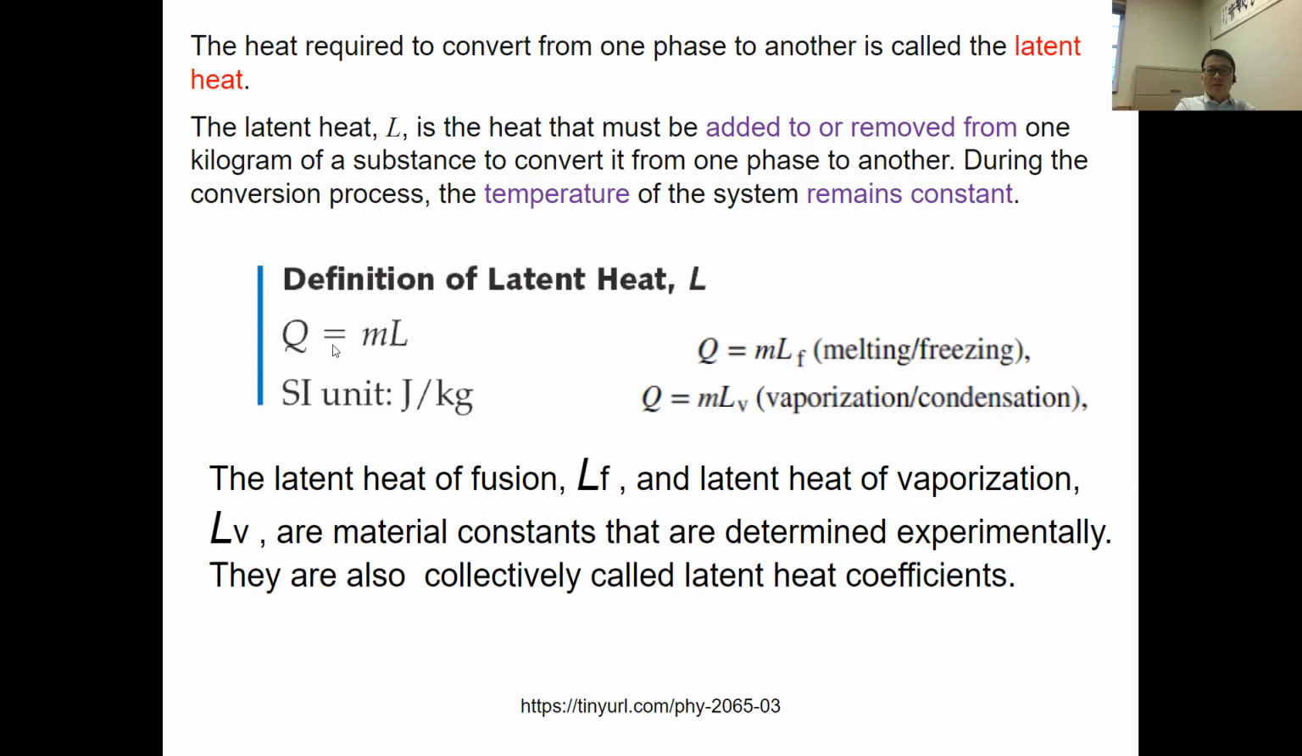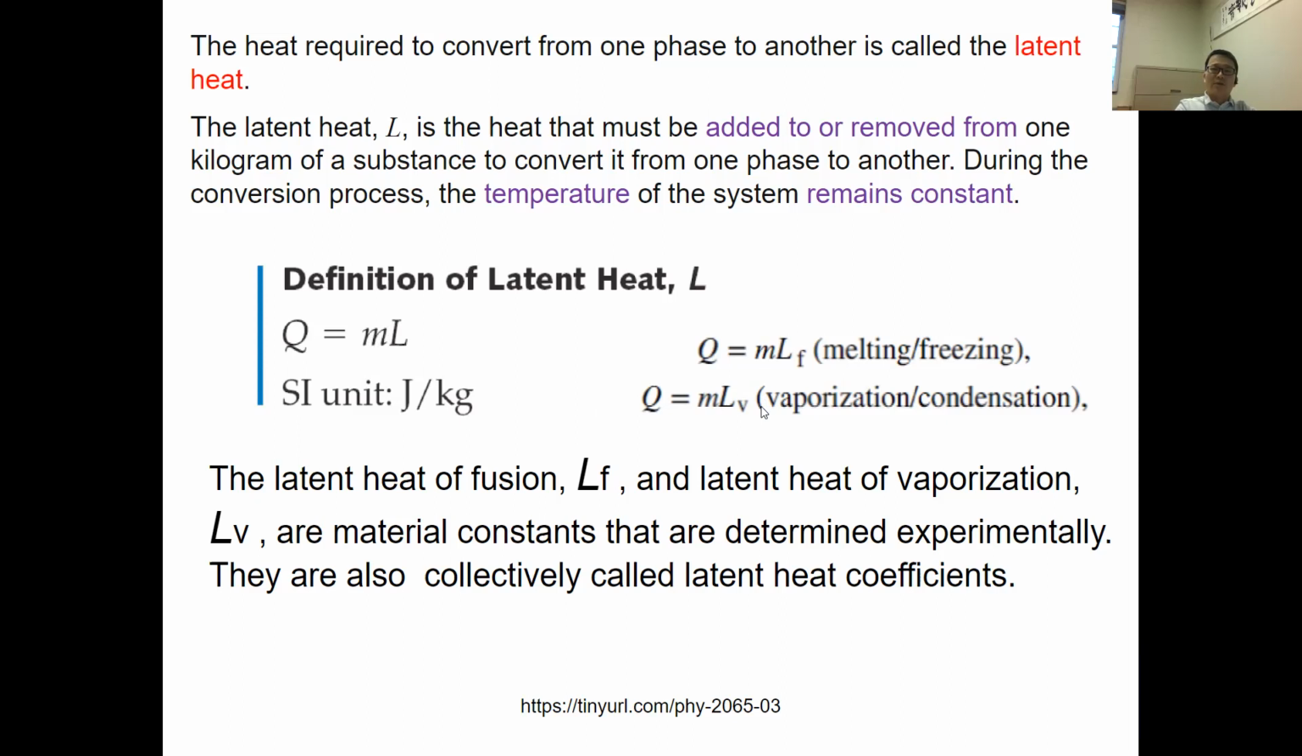So Q equals mass times L. In this case, because the temperature is not changing, you don't have a temperature change term here, just the mass of the substance times the latent heat. This applies to the melting process or the other way around, the freezing process. This is called the latent heat of fusion, L sub F.